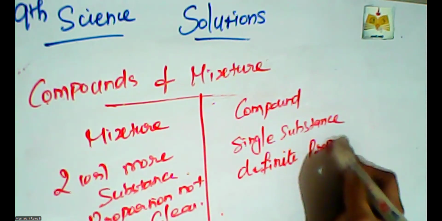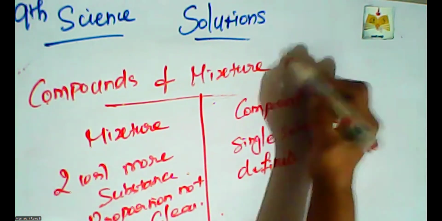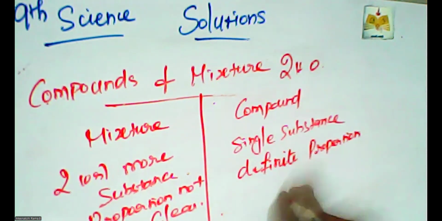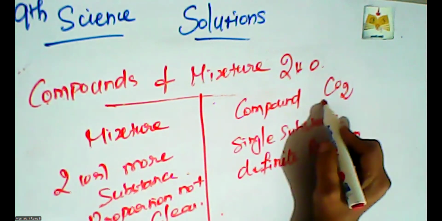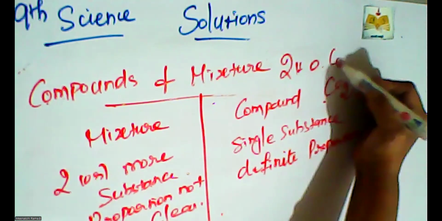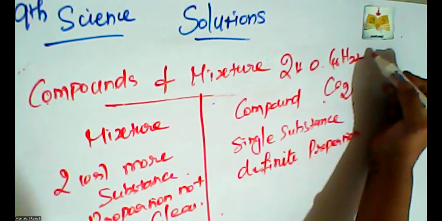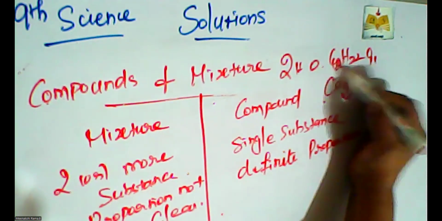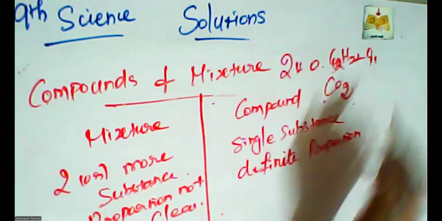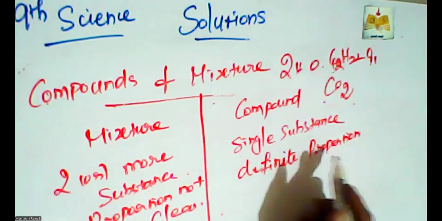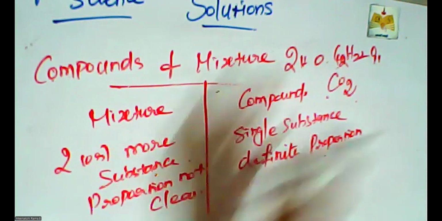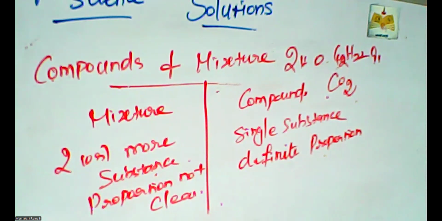Definite proportion, because two parts of hydrogen and one part of oxygen make H2O. Carbon dioxide: carbon is one part, oxygen two parts. C12H22O11 is a good example, that is the sugar formula. So these proportions are very clear, definite proportions for a compound. A mixture means there is no right proportion to prepare that matter. That is the second difference.